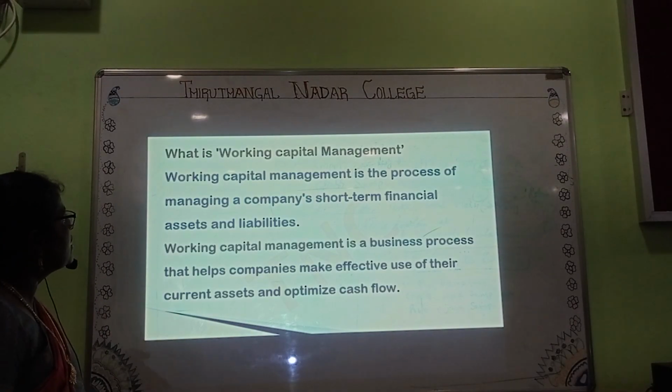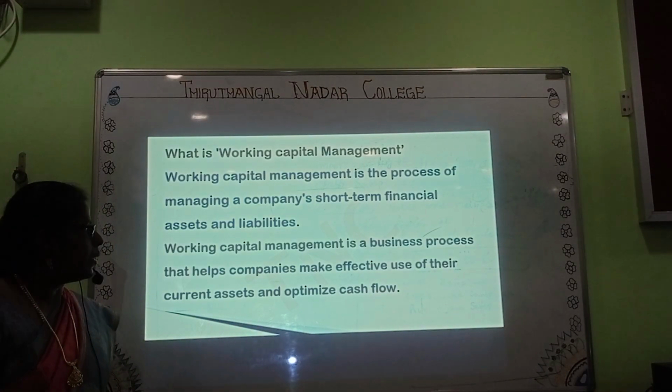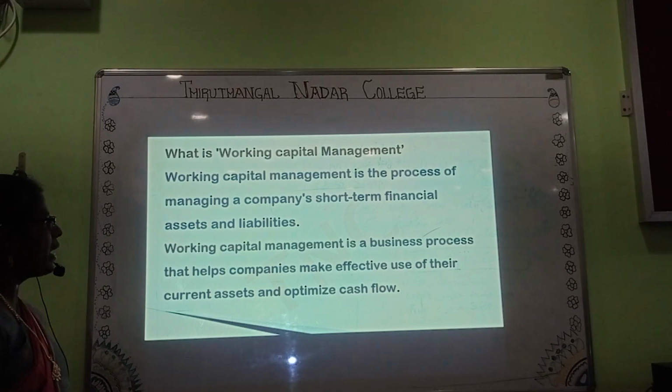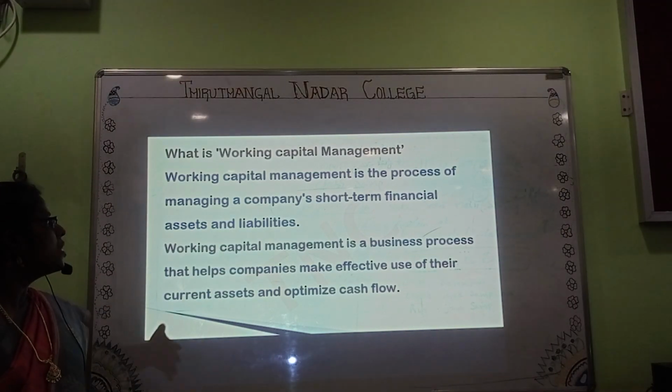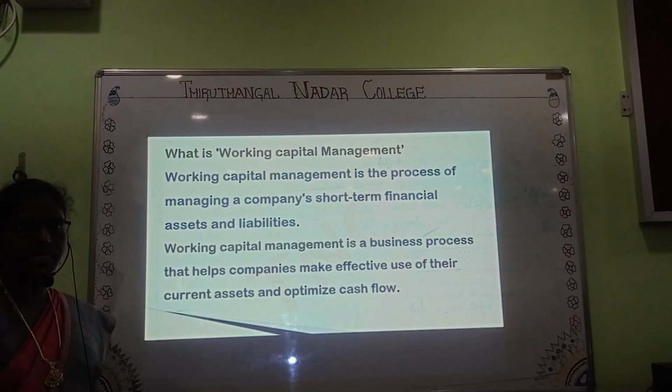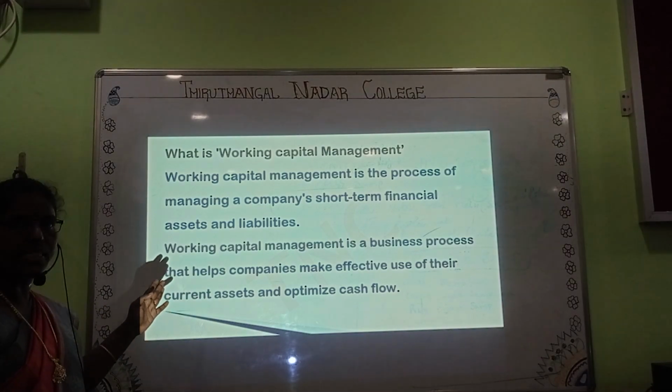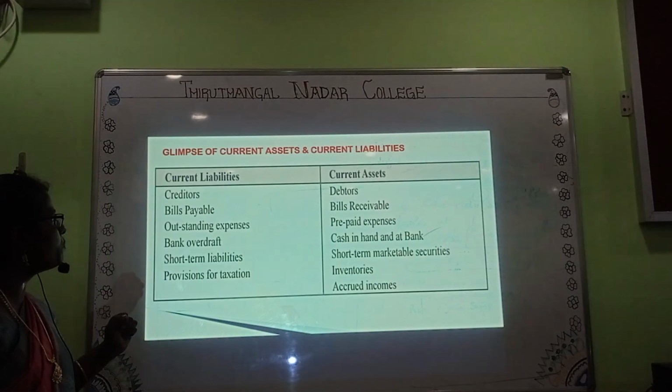Next, what is working capital management? You should know what working capital management is. It is the process of managing a company's short-term financial assets. That is why it is called working capital management.